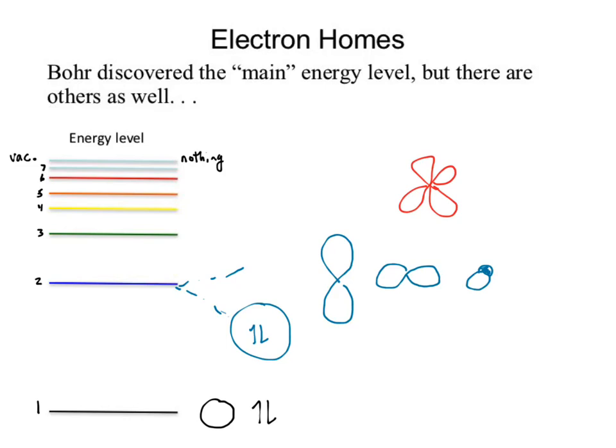Where does the 5th go? Into one of the dumbbells. So there's the 5th one. Where does the 6th go?